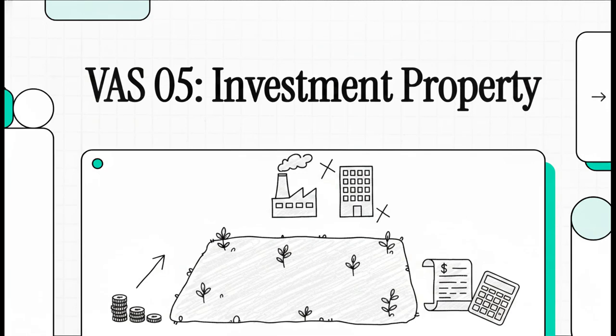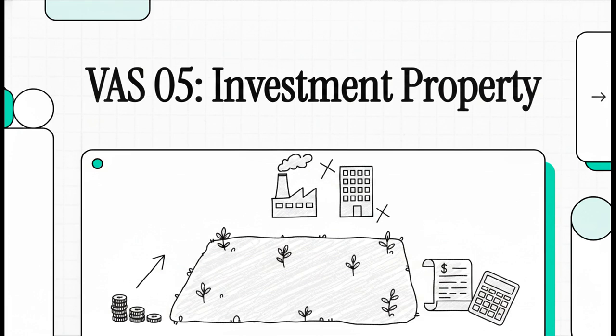So, imagine a company buys this massive prime plot of land. But here's the catch. They don't build a factory on it. They don't set up some shiny new corporate headquarters. Nope, they literally just hold on to it, waiting for market prices to soar. So, what exactly happens to that land on their balance sheet?